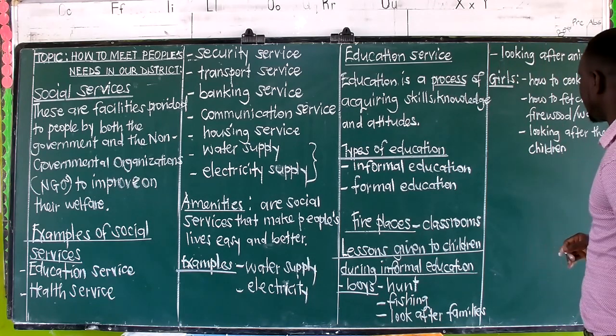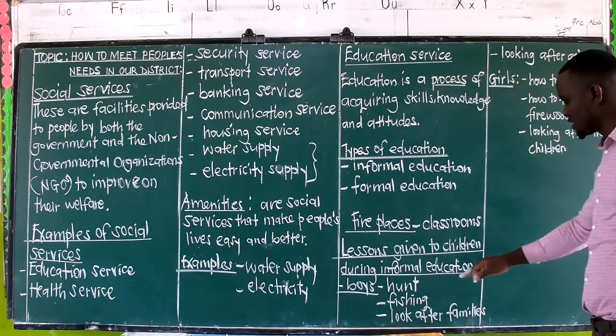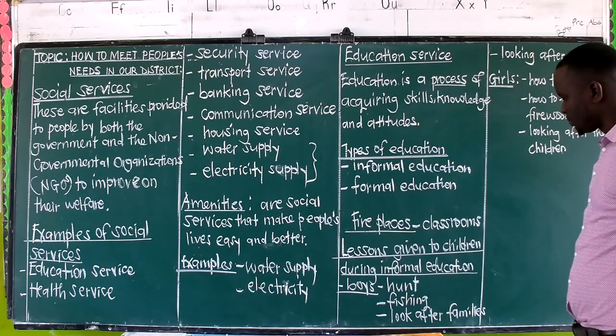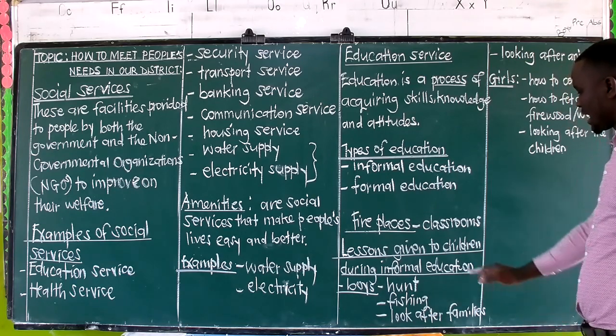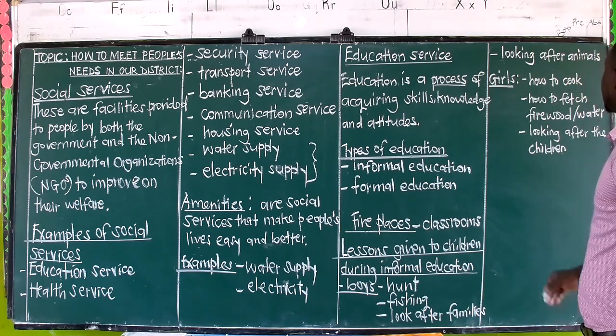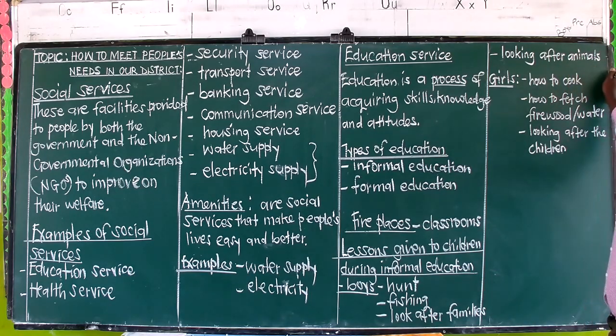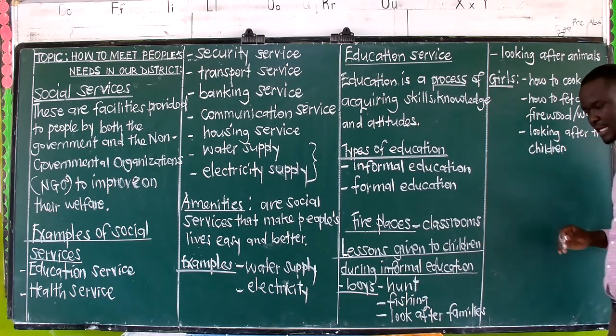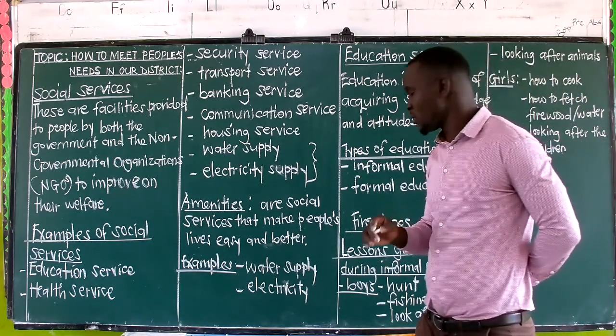So we have seen the respective lessons that were given to each gender. The boys were taught how to hunt, how to do fishing, how to look after their families, then how to look after the animals. This is grazing animals. And then the girls were taught how to cook, how to fetch water or firewood, how to look after the children. Those are the lessons that were taught there.